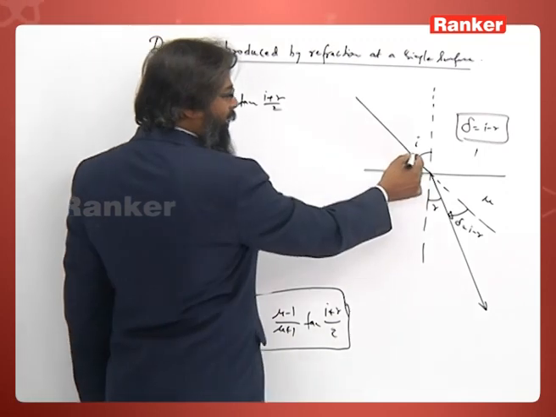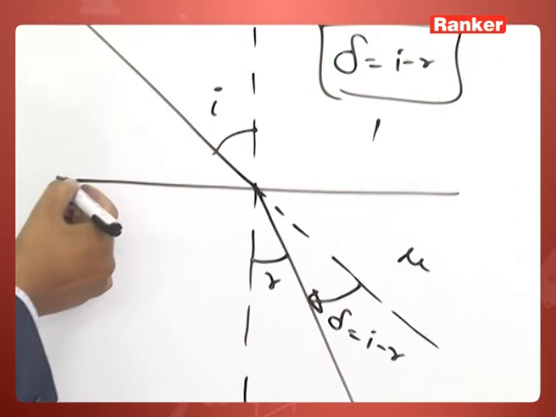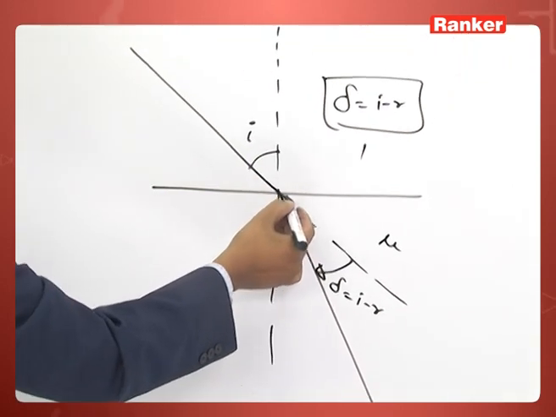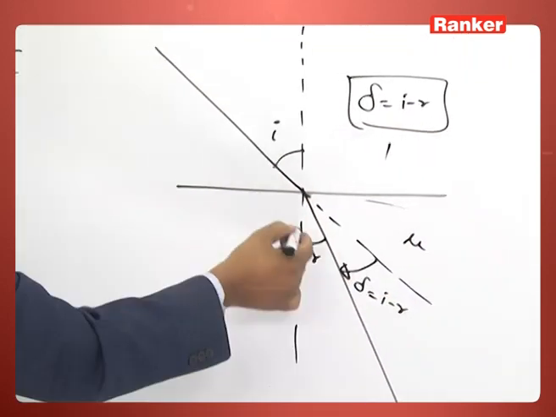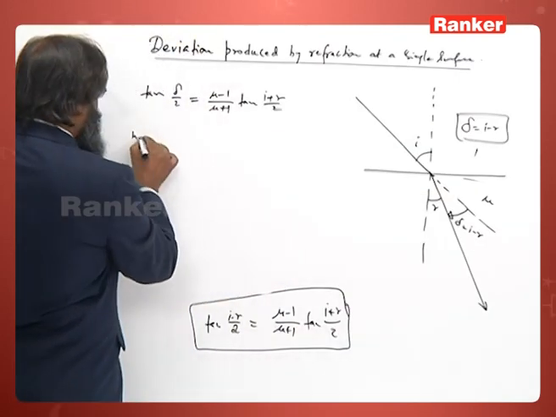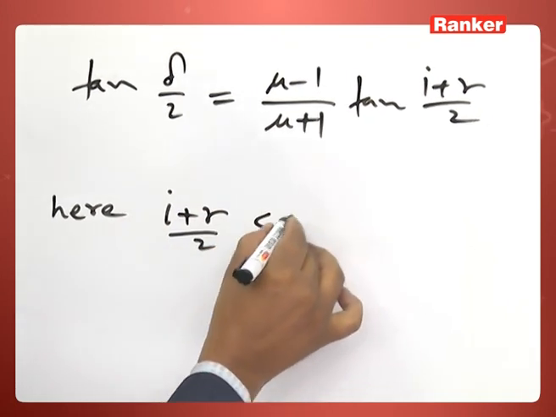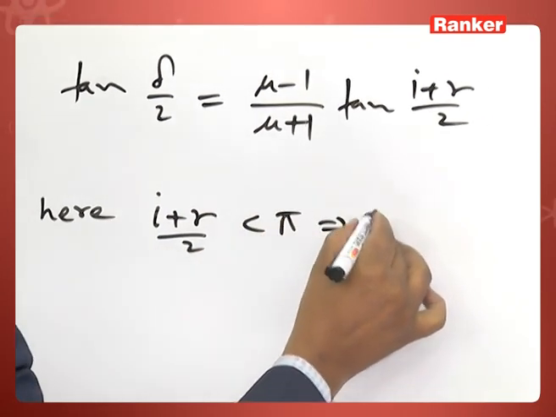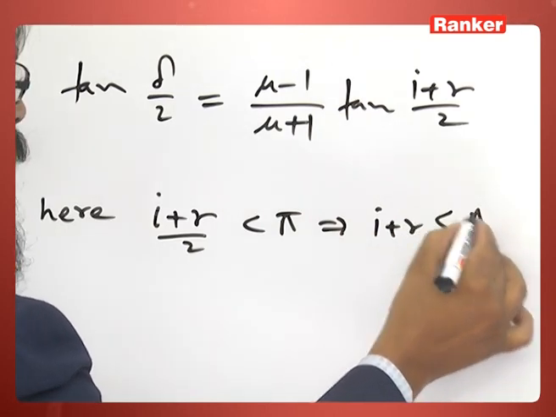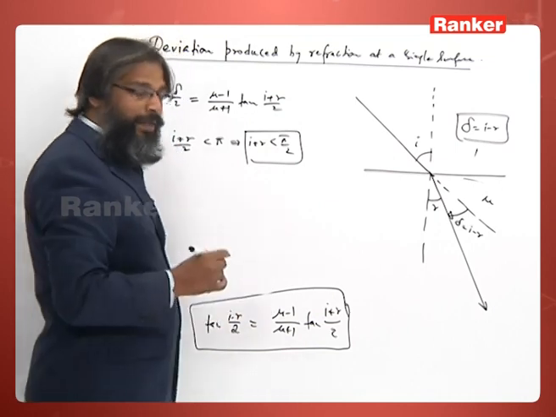You see I can be 0 and it can exceed maximum up to 90. So, when it is nearly 90, then the ray just grazes like this. So, this is also 90. That means, here (I plus r)/2 is always less than pi, implies I plus r is less than pi by 2. Very important point. I plus r is less than pi by 2.